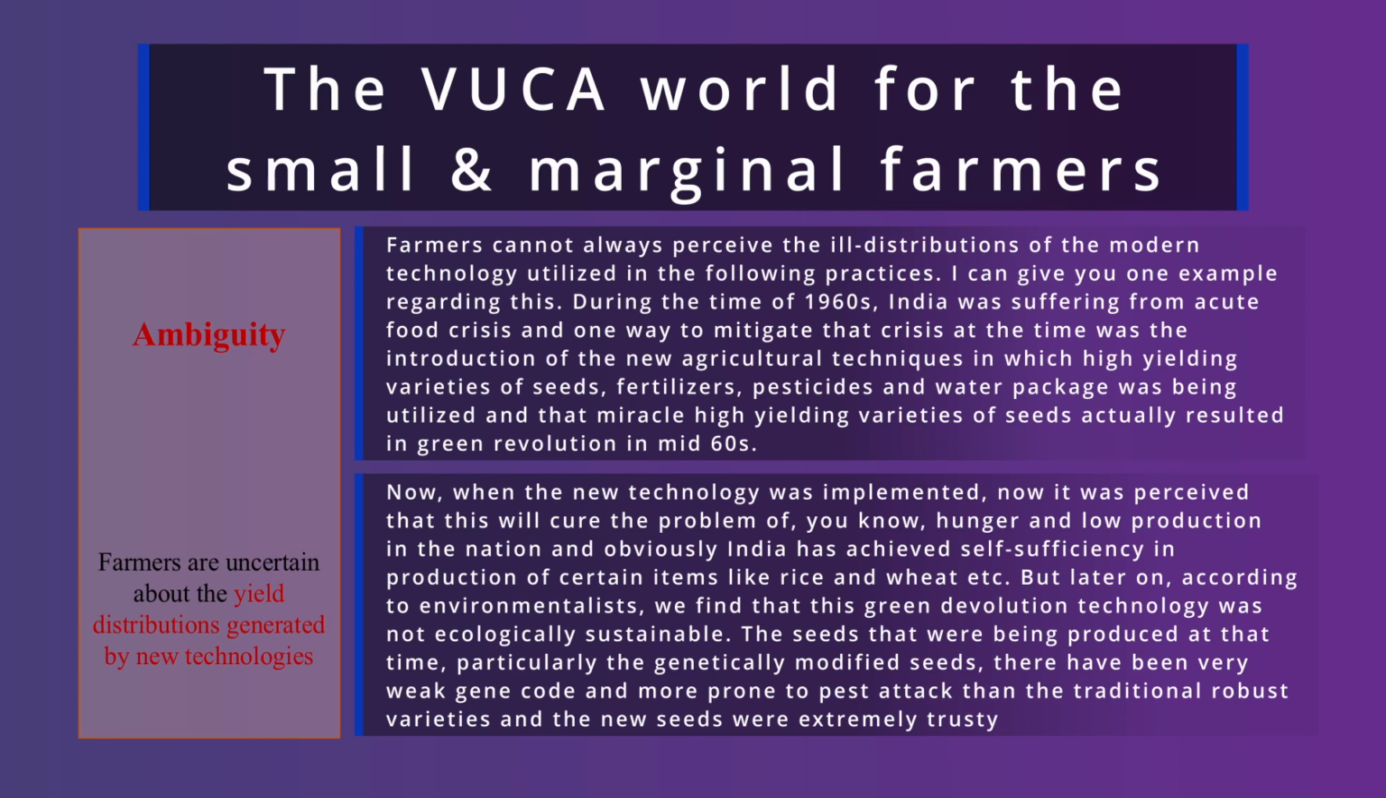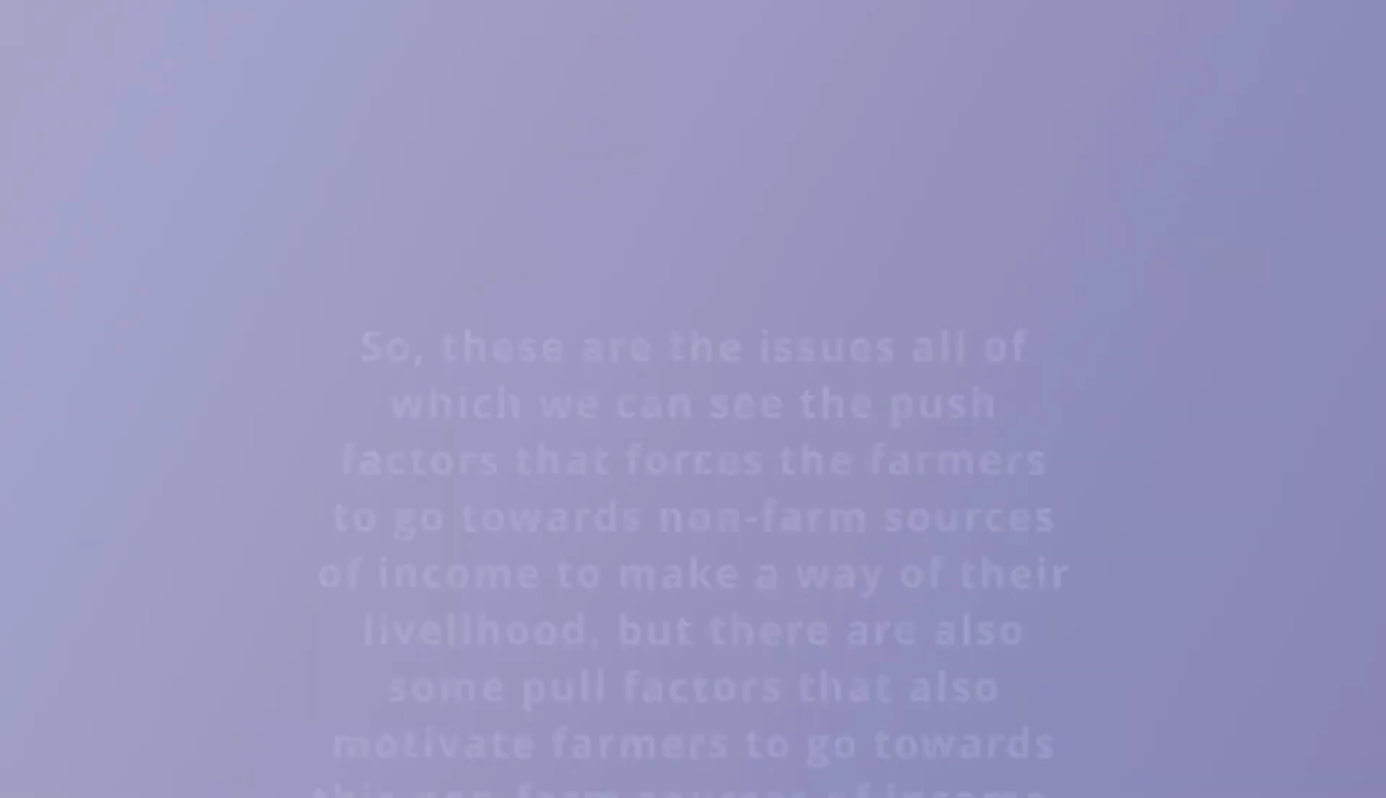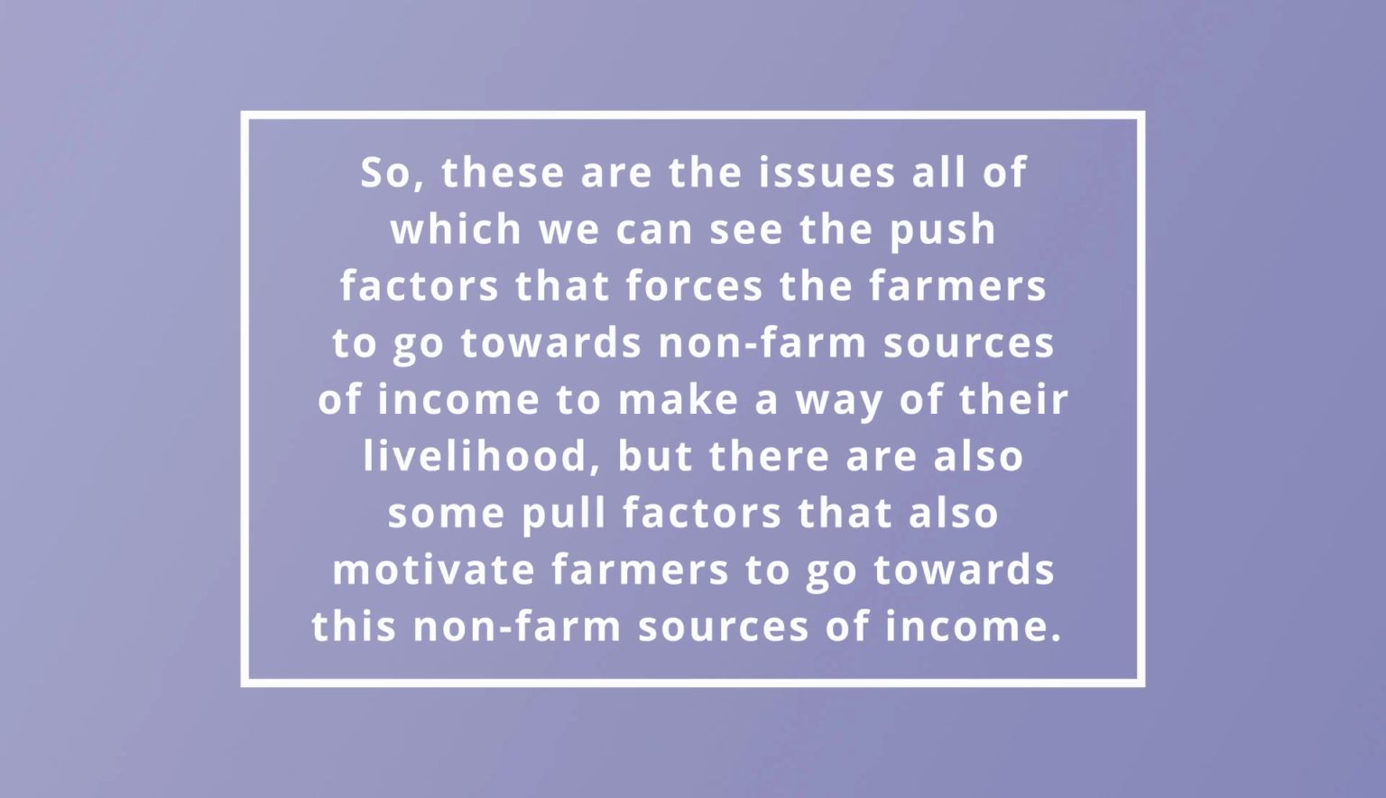The seeds that were being produced at that time, particularly the genetically modified seeds, have a very weak gene code and are more prone to pest attack than the traditional robust varieties. And the new seeds were extremely thirsty, and as a result, nowadays, in most of the states where this genetically modified cropping has been in practice, they are suffering from an acute water crisis. So these are the issues, all of which we can call the push factors that force the farmers to go towards non-farm sources of income to make a livelihood.